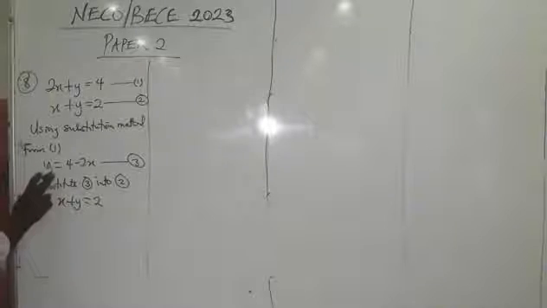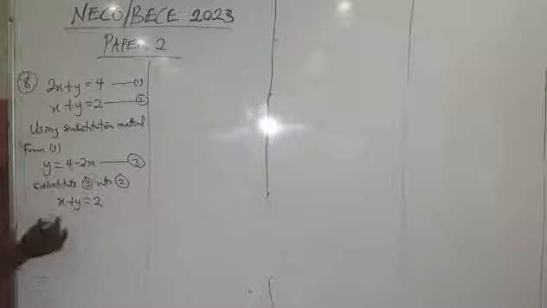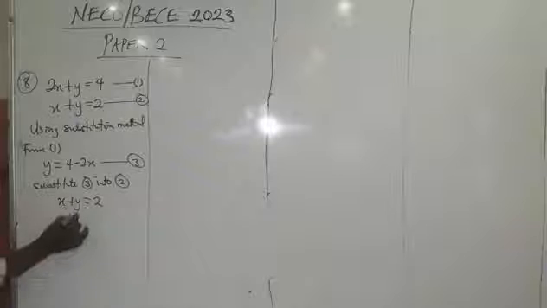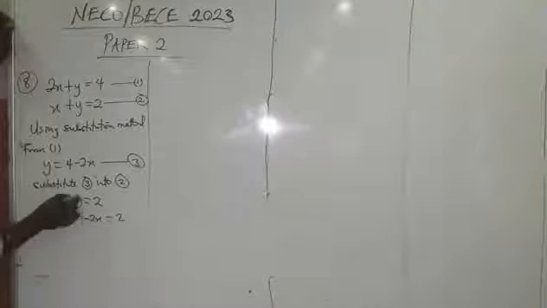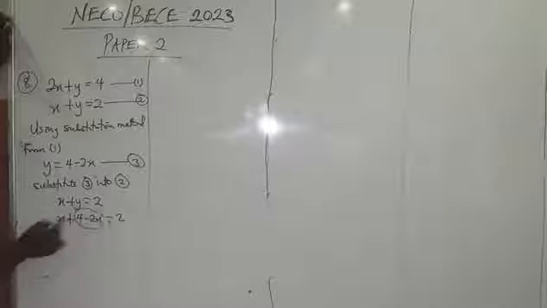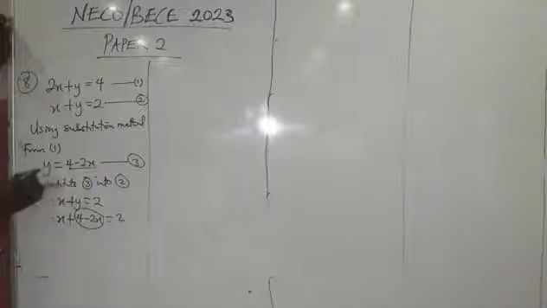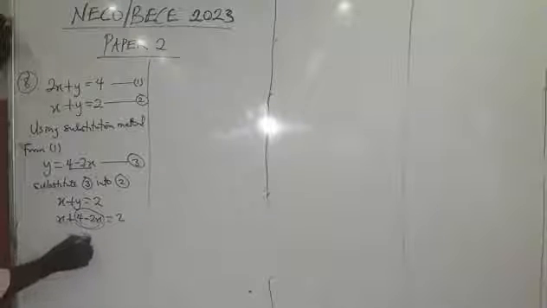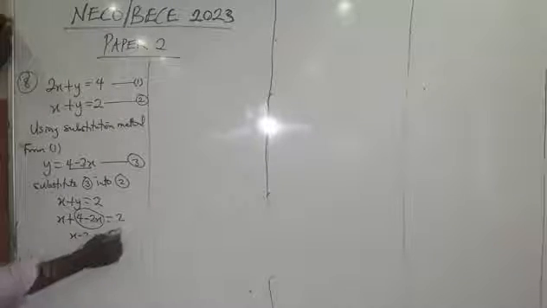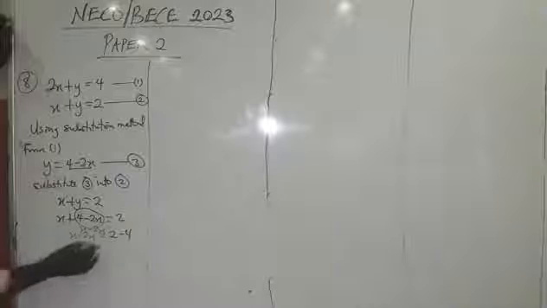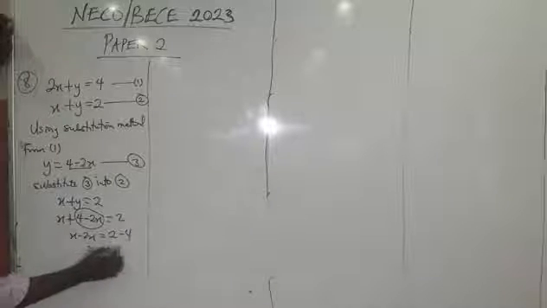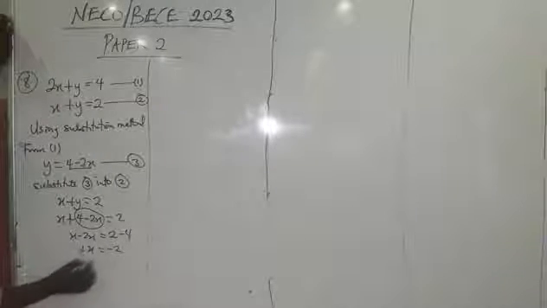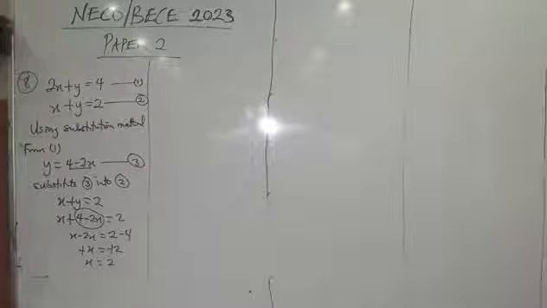So wherever I see y, I will put this there. It's going to be x plus 4 minus 2x equals to 2. So I will replace this y with this. Is that clear? Because y equals to this. So in that case, I'll just collect like terms. Now it will be x minus 2x equals to 2 minus 4. So this will give me minus x equals minus 2. So minus cancels minus. Therefore, x is equal to 2. I hope this is clear.